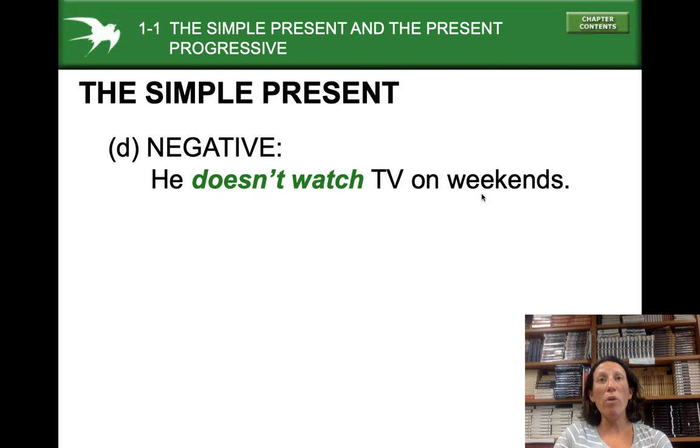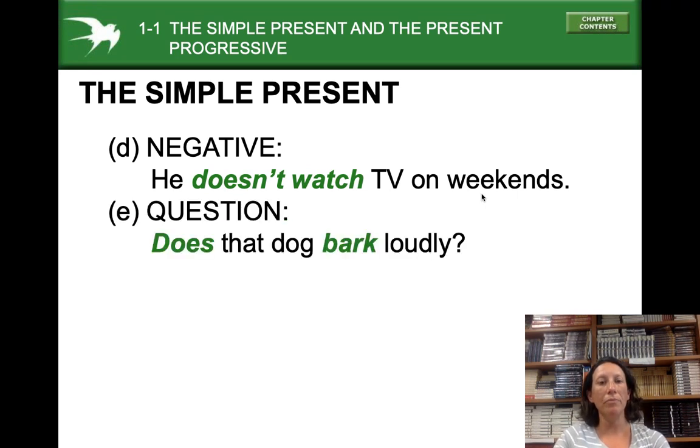Okay, some more forms of the simple present that you may see, like to make a negative in the simple present, we use the word doesn't. He doesn't watch TV on weekends. We also use the word don't. I don't watch TV on weekends. And to make a question, we use the words do and does, right? Does that dog bark loudly? Do you go to school every day? So those are all examples of the simple present.